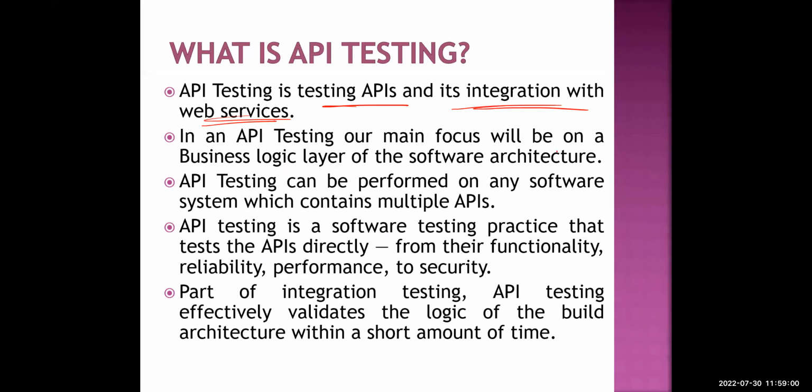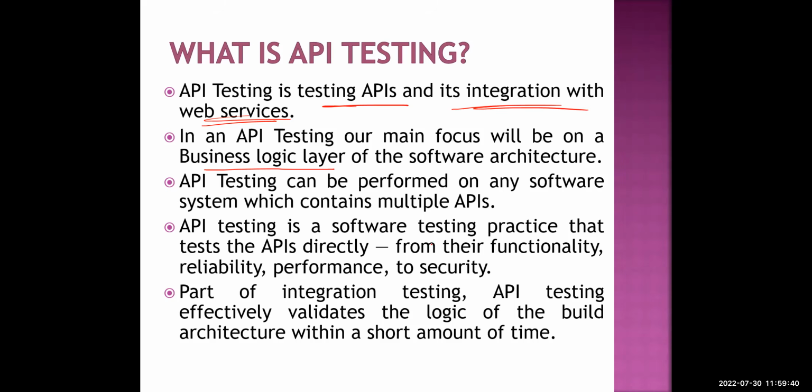Very, very simple. So in API testing, what is our main focus? The main focus will be on the business logic layer of the software architecture. This is the main focus. We test the entire collection of programs. Whatever business logic is there, we will test, correct? Now, API testing can be performed on any software system which contains multiple APIs. Obviously, whatever APIs you have on any software system, we are able to test them. And there is one more point: every time to do API testing, you don't require any internet, guys. With or without internet, we can do API testing.